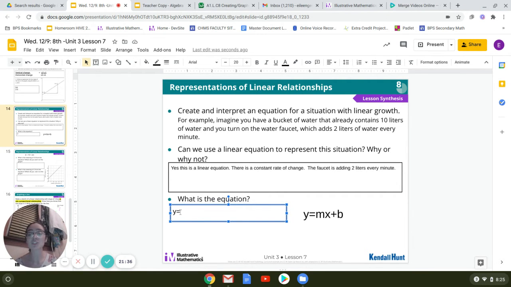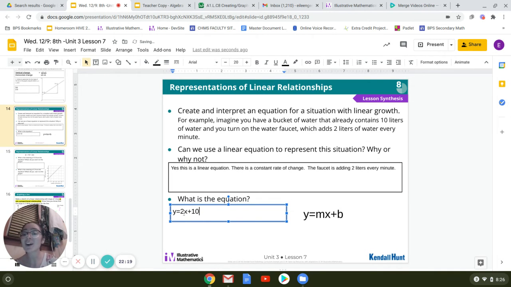So we're going to write that as 2 attached to that x. So it's going to be 2x because for every minute, every x, we have to multiply the number of minutes that we're filling it times that 2 every minute. And then to that, we have to add our b, or our vertical intercept. If we're looking at the story, how much did we start with? The bucket already contains 10 liters of water. So our vertical intercept is going to be that 10. The equation is going to be written as y equals 2x plus 10.